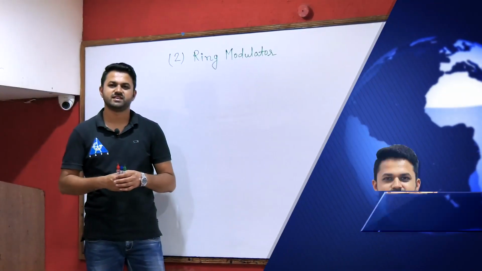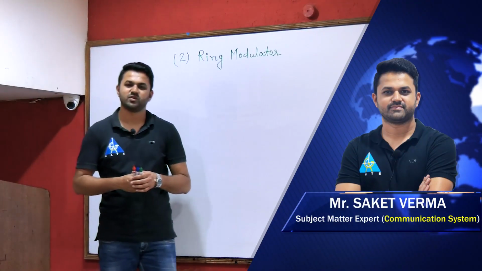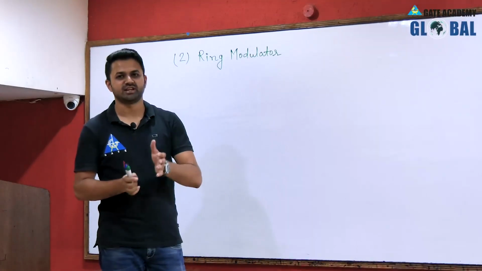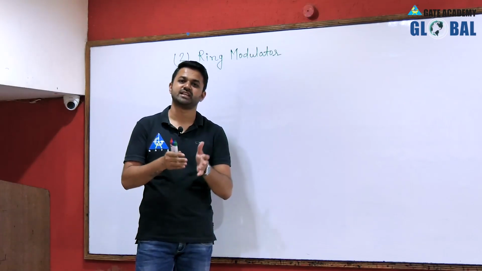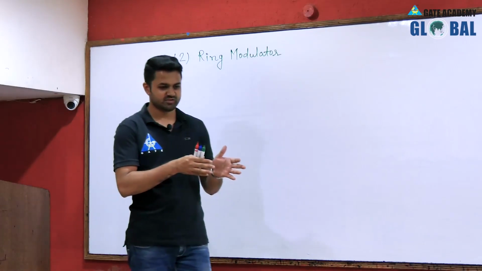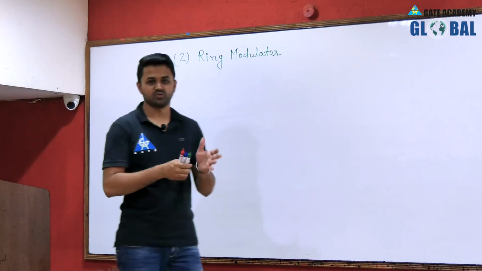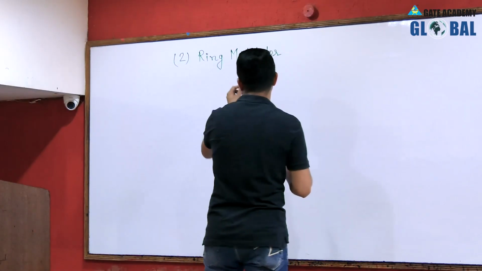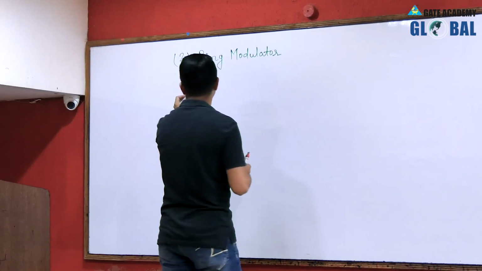Now the next method is the ring modulator. In the case of a ring modulator, we will again have the message signal and carrier signal, but in the ring modulator the diodes are connected in the form of a bridge, and through the transformer we give input to this bridge circuit. So let us draw the circuit diagram for this ring modulator.